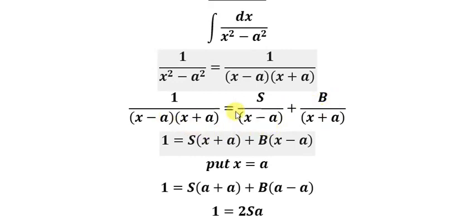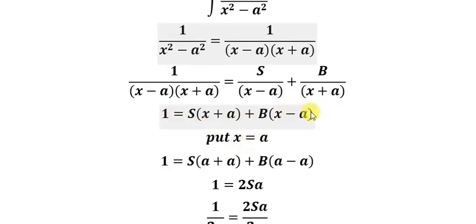Now, the next thing we do is to multiply through by the LCM, which is x minus a times x plus a. Multiplying by this will eliminate the denominator. We're left with 1. On this side, x minus a will be eliminated and we're left with x plus a. On that side, x plus a will be eliminated and we're left with x minus a. So we are left with 1 is equal to s times x plus a plus b times x minus a.